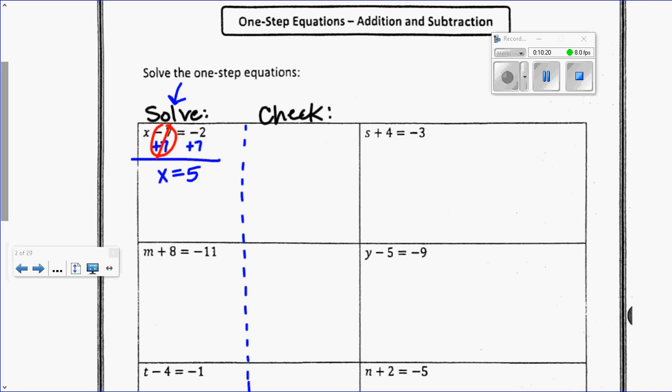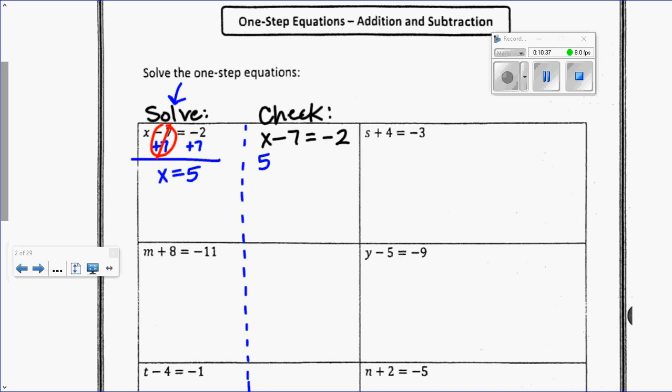So x minus 7 is negative 2. That one might have been a little harder. If you were trying to come up with the answer without showing the steps, that one might have been a little trickier because you're thinking of a number that you take away 7 and you end up with a negative. And we think that answer is 5.